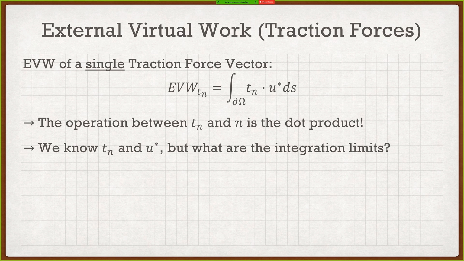So if we were to look at the integral for the external virtual work of a traction vector on a surface, it's the integral over the partial domain of our traction vector dotted with our virtual displacement vector, again, over a surface. So the operation between our traction vector t_n and our virtual displacement u star is the dot product. This is the first thing that I want to emphasize to you guys: t_n dot u star, that's the dot product.